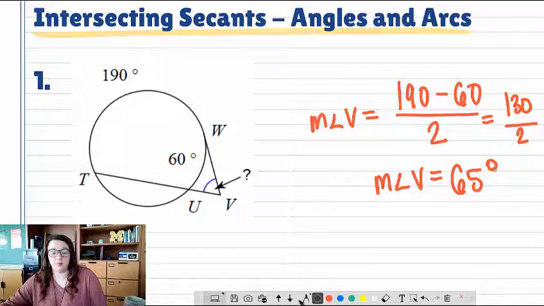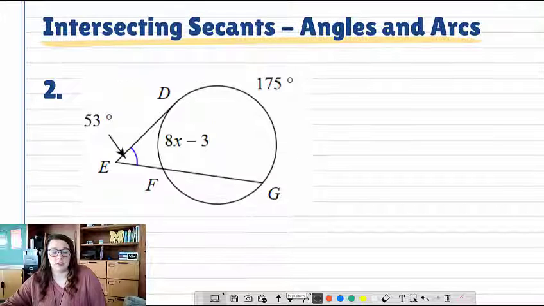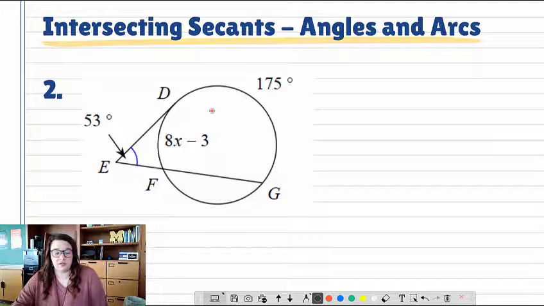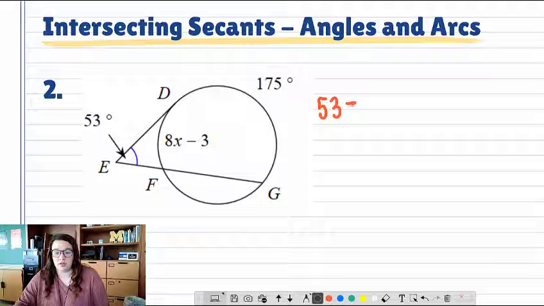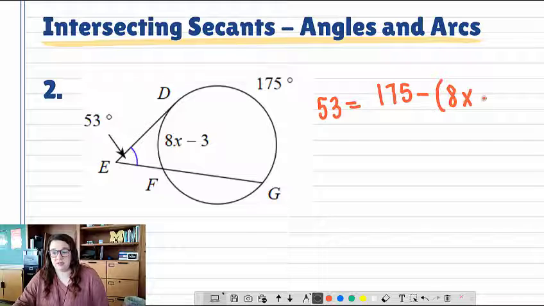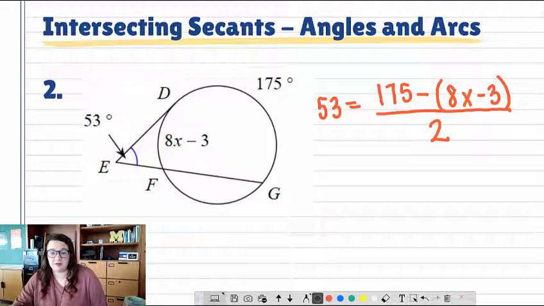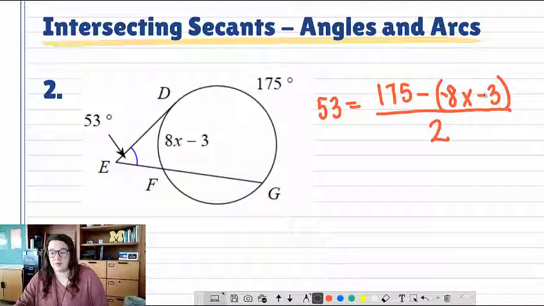All right, number 2. Let's see, this one's got some x's involved. So we've got everything given to us, but we're going to solve for x. So 53 equals big minus little. So 175 minus 8x minus 3 over 2. And notice I was intentional in using a parentheses here because I'm going to have to distribute the negative. So let's do that first. I would have this be negative and this be positive. Now I don't really need the parentheses.